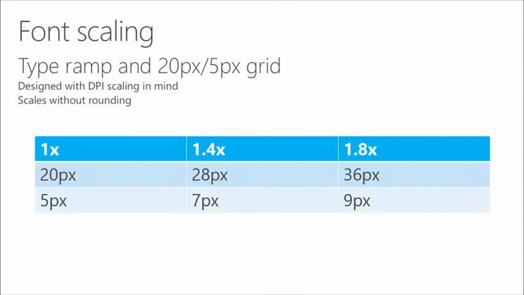Now, font scaling, again, is automatic by the system. The type ramp and that 20 pixel and 5 pixel grid were designed with scaling in mind. So you can see that 20 pixel units and 5 pixel subunits scale up to 28 pixels and 7 pixels at 1.4 for the 140% plateau, and 36 pixels and 9 pixels at 1.8 for the 180% plateau. Automatically scaling to round numbers, so it just works for me. I just have to supply the right assets whenever they're fixed assets.